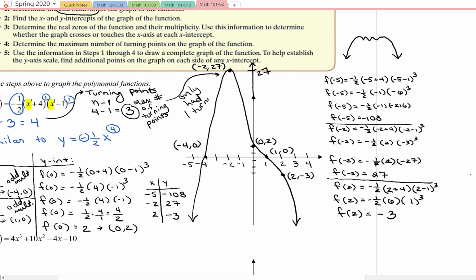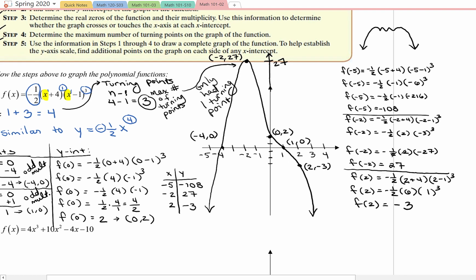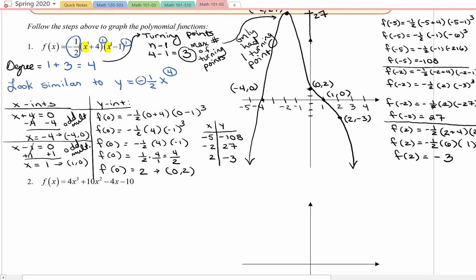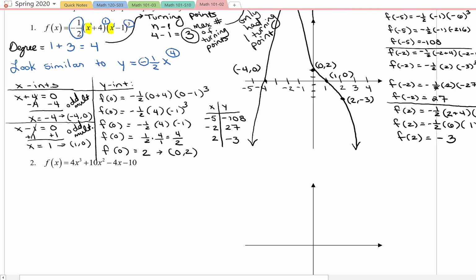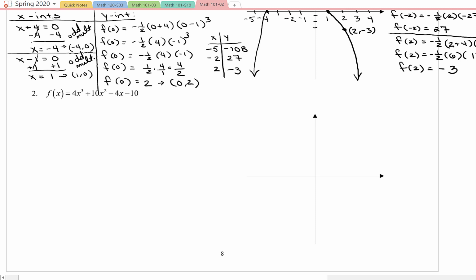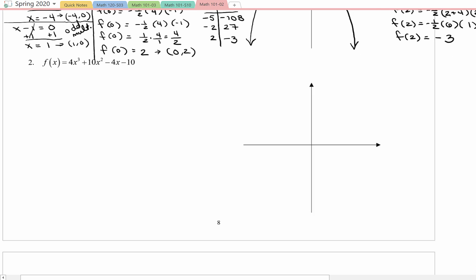Here, notice that this one only had one turning point, even though when we used our little formula, it said there is a maximum of at most 3 turning points. But this particular graph only had one turning point. So please recognize that just because we use that little formula from 5.1, that number does not necessarily mean that you have to have that number of turning points. It tells you the maximum number that you could have.